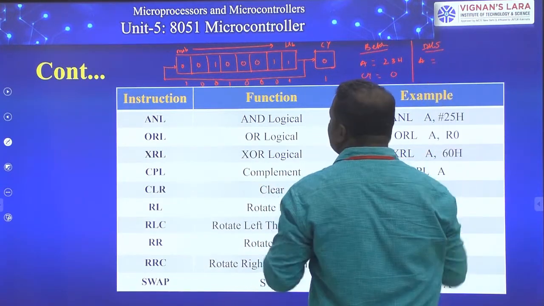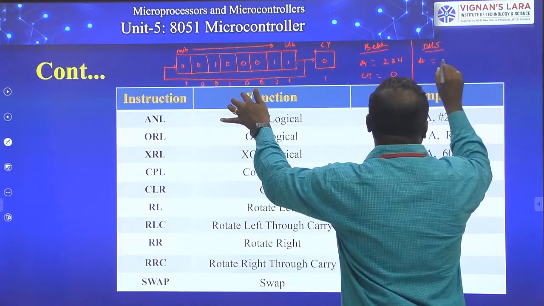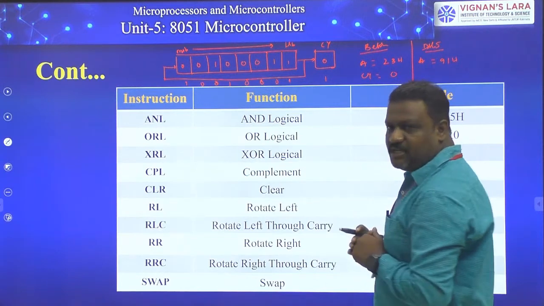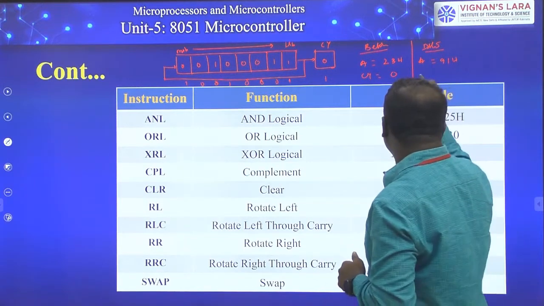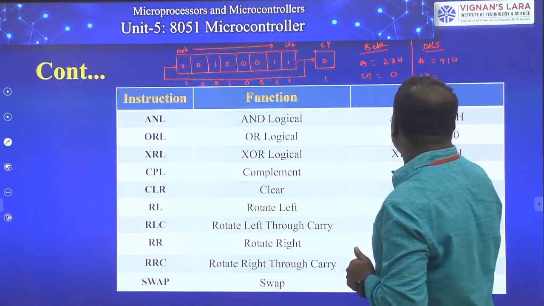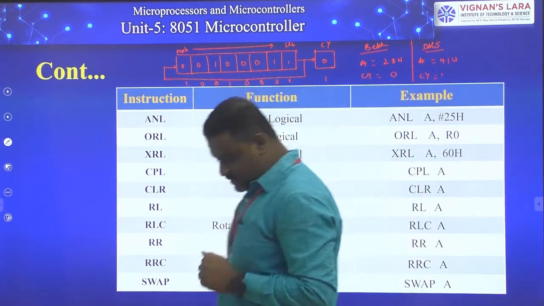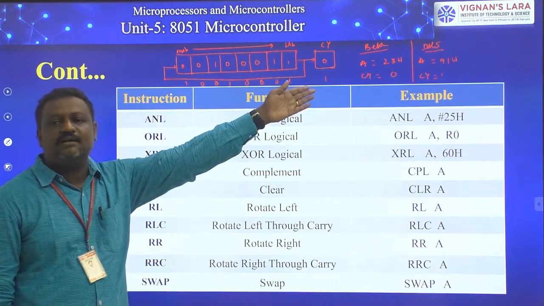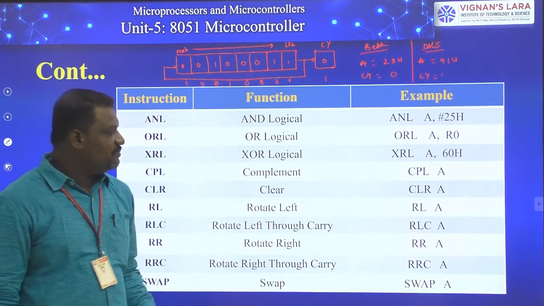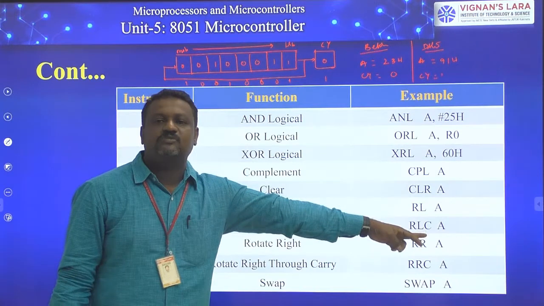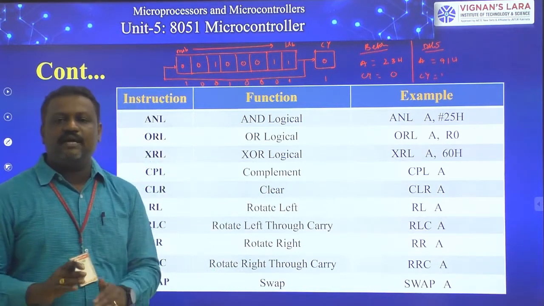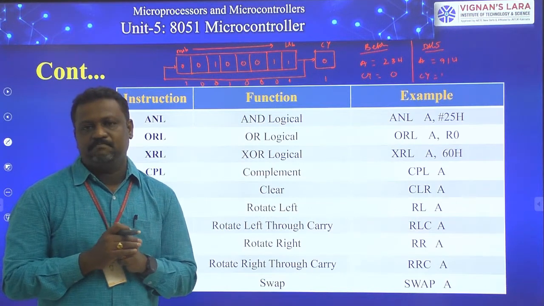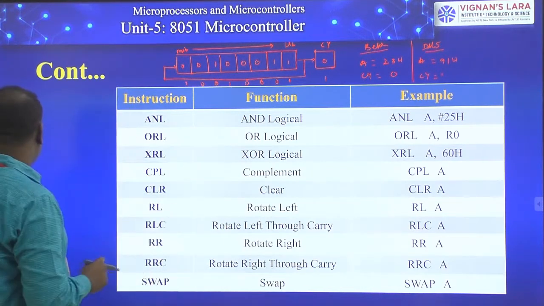Now what is the equivalent value after execution of the RR instruction? The A value is 1001, that is 9, and 0001, that is 1. So 91H is the accumulator value, and my carry value is 1. So this is the result I found in both accumulator and carry after execution of my instruction RR A, that is rotate right accumulator content without involving the carry. So this is about the RR instruction.